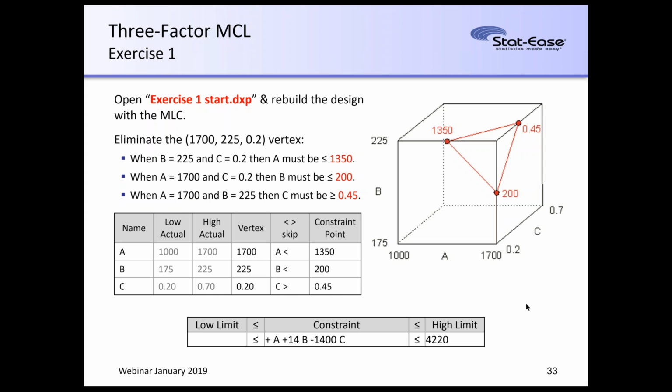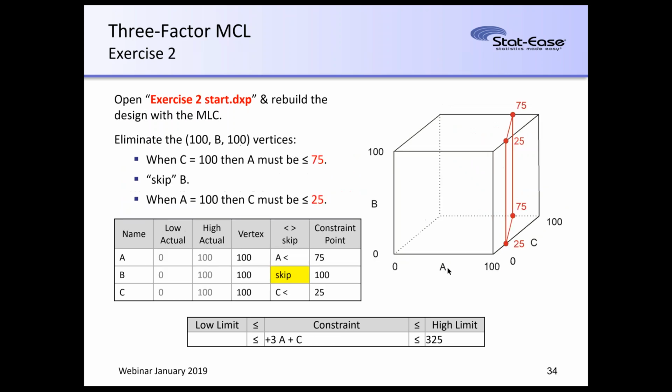Okay, and you can see this could go to any number of dimensions. You just look at the combination and decide how far you have to back off each factor one at a time along the edge of the hypercube away from that vertex. Then Design Expert will calculate the constraint for you. You don't have to have all the factors involved in a constraint.